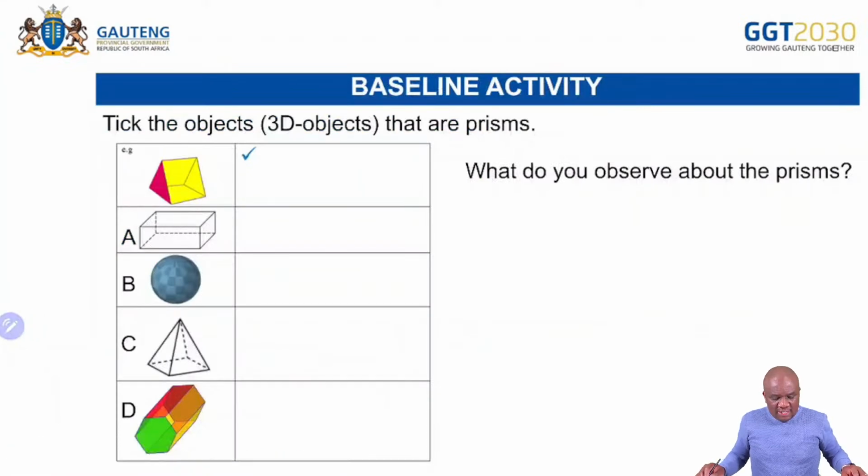Right, as a baseline activity, I want us to try this. Tick the objects, 3D objects that are prisms here. We have A, B, C, D. I've given you an example here. Okay, that's a prism. Right, is A a prism? B a prism? C, is it a prism? D, is it a prism? 1 minute. Let's tick the ones which are prisms.